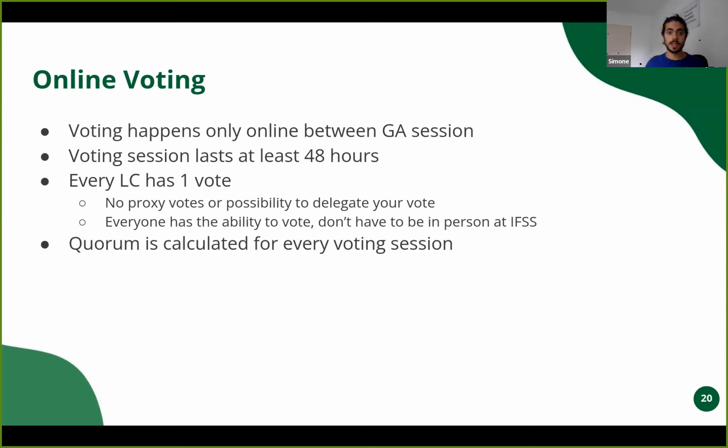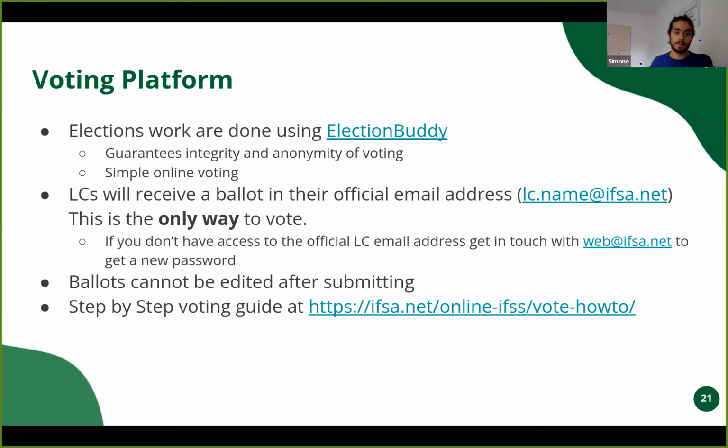So yeah. And also the quorum is calculated every voting session, because in the past, the number of voting LCs depended on how many people were at FSS, but the number of LCs voting changes because it's online now. So every time online, we need to have a valid decision. Depending on what you're voting on, usually you need to have at least a quarter of LCs voting. Otherwise, the voting is not valid.